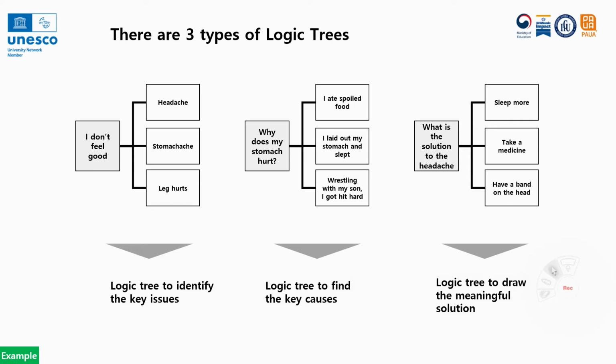But when you do not feel very good, there might be other problems. For example, your hands hurt. Right? In that case, those three do not cover the problems of your hands. So in that sense, this logic tree is not collectively exhaustive, right?